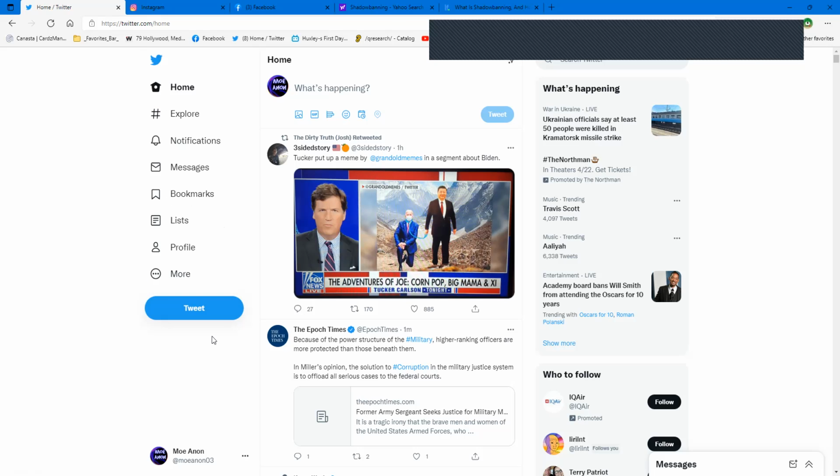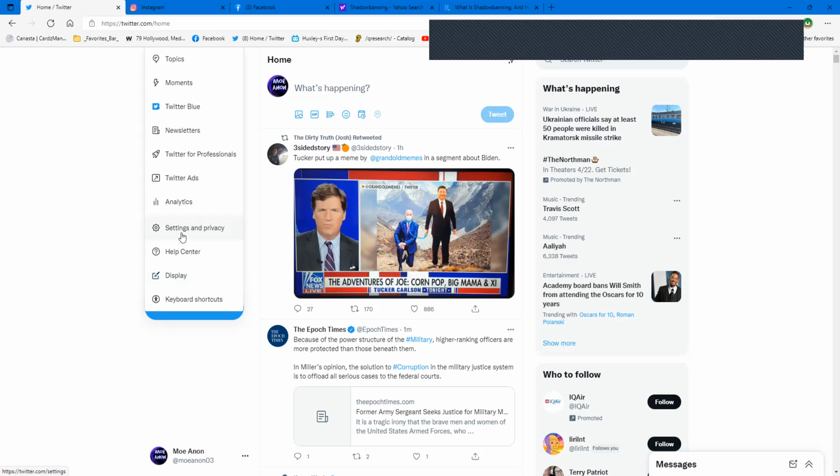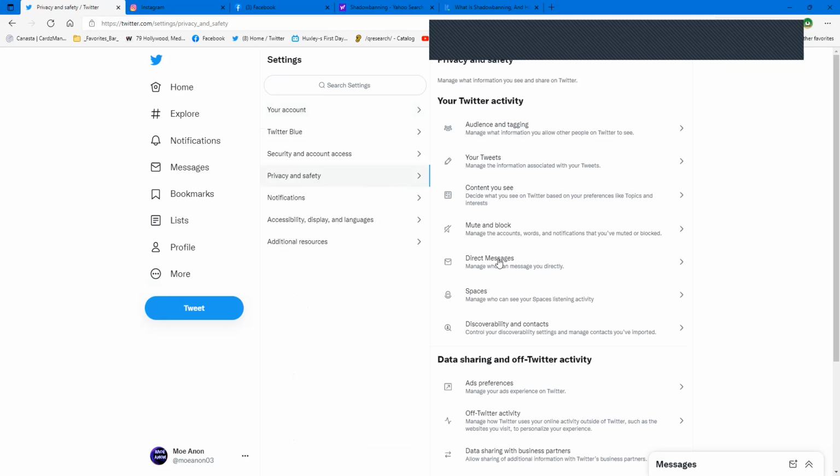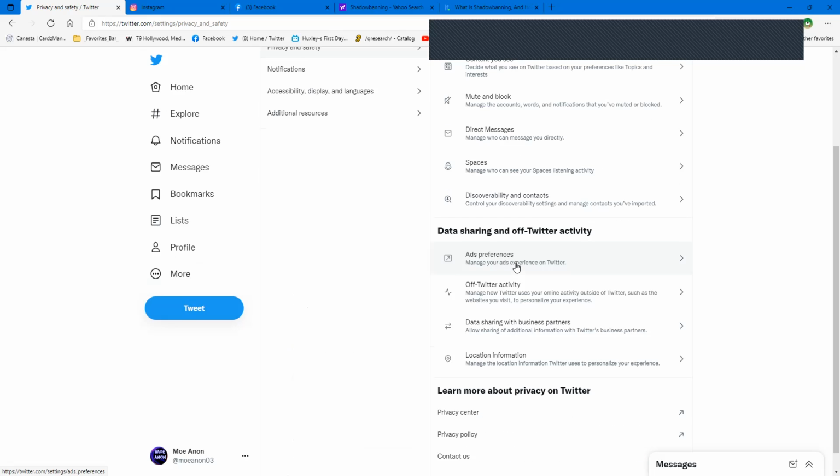Now, I'm on a desktop. I don't use my phone for much of any apps, as little as possible. So you click on more, and then you go to settings and privacy. And then from there, you're going to go to privacy and safety. And if you go over here on the right and scroll down, you'll see where it says ad preferences.